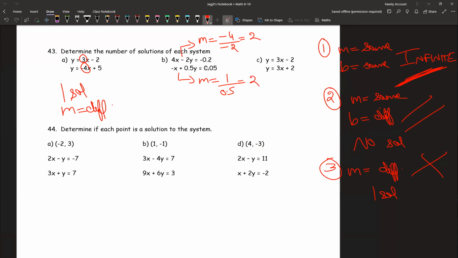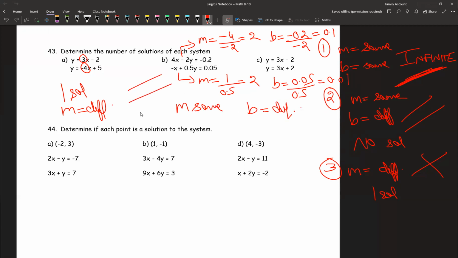Now we have to find the y-intercept. What's the y-intercept of the first one going to be? -0.2, because that's already on the other side, divided by the number in front of y, which is 0.1. And on here, it will be 0.05 divided by the number in front of y, which is also 0.01, right? The y-intercept is different. Slope is same. That means they will be parallel lines. They will never intersect. So you will have no solution for that.